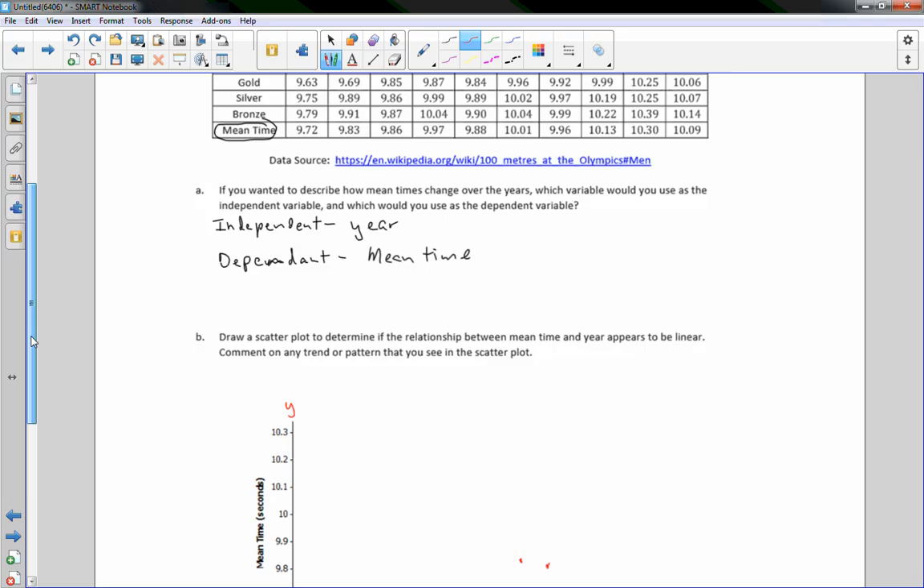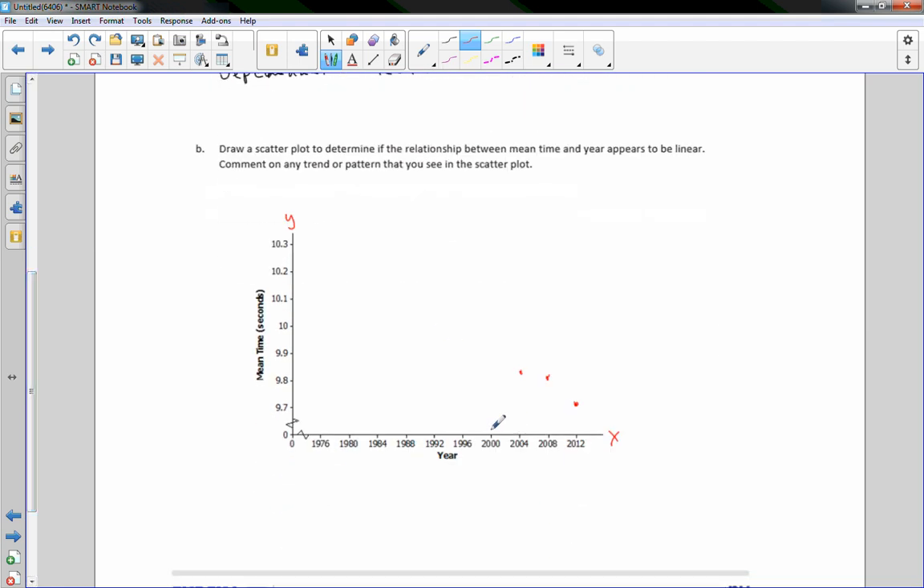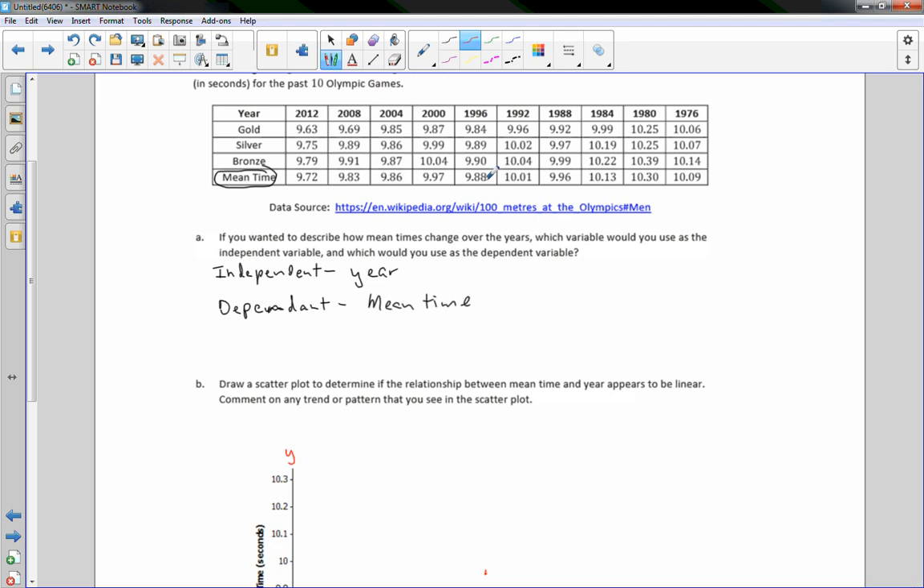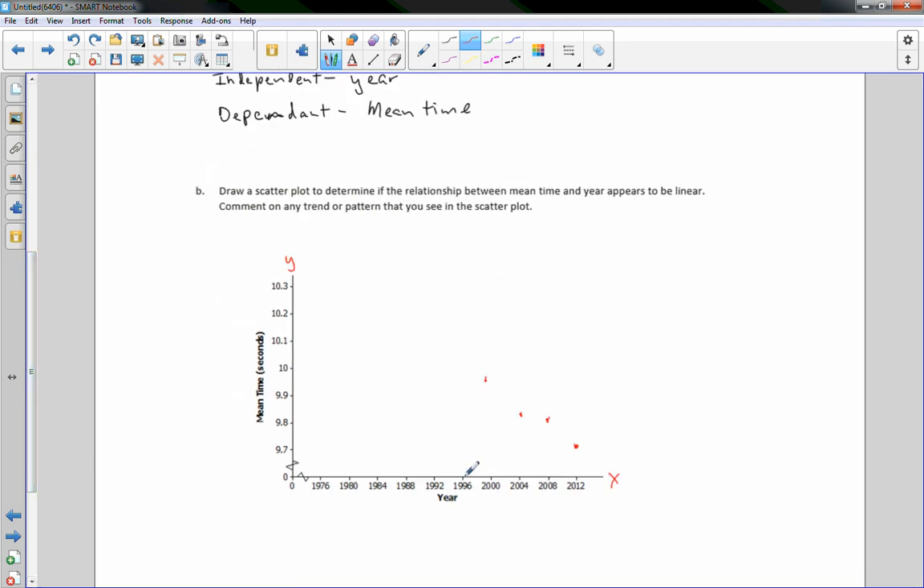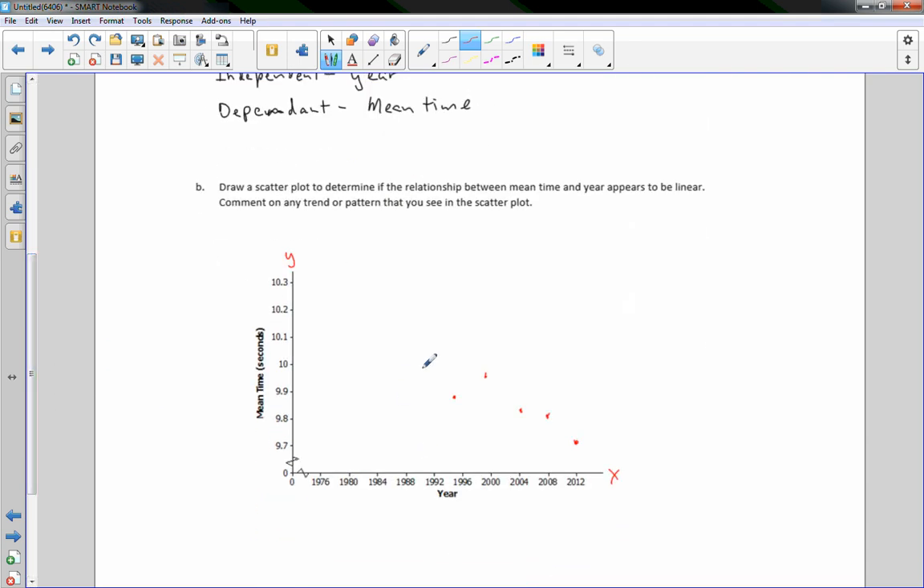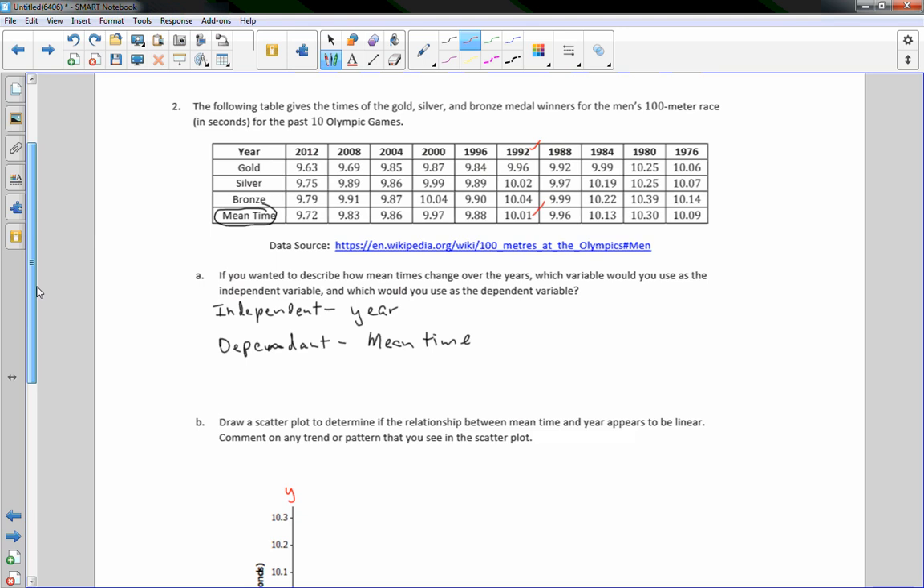Then 2000 was 9.97, that's almost 10, so I'd put that right there. 1996 was 9.88, which would be about here. 1992, 10.01, just a smidgen above 10, which is about there. All right, it looks like there's a pattern here.